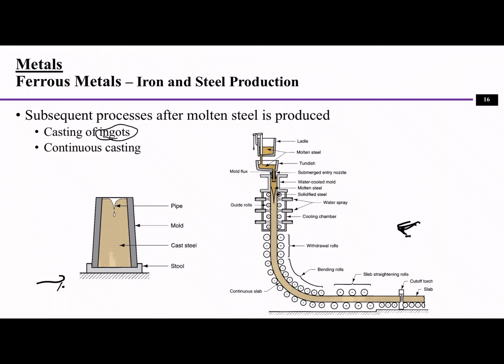And if it is continuous, then you will also need to have a cooling period, a cooling process. Usually people use water to cool it down. Then in order to make it into a certain shape, you'll need to have different rollers, right? Bending rollers, many different shapes.